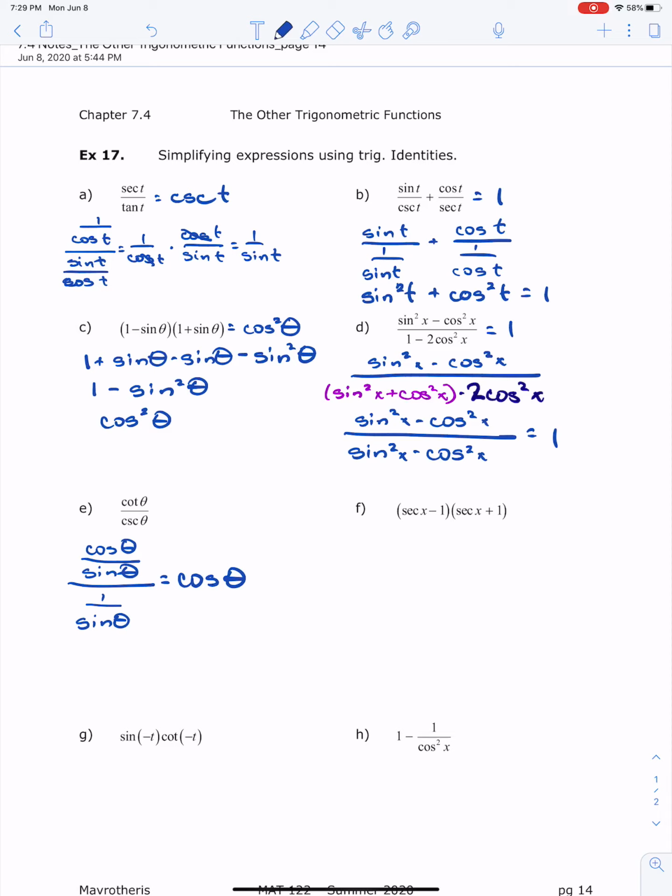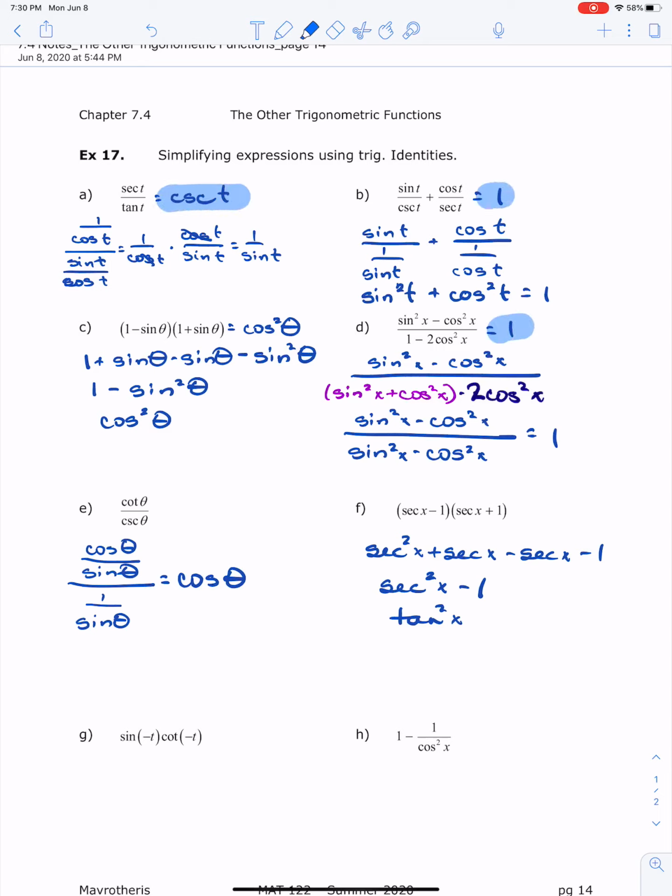F looks kind of like C, so we're going to start by just multiplying that out. I get secant squared x plus secant x minus secant x minus 1. That gives me a secant squared x minus 1. And if we go back, we had 1 plus tangent squared x equaled secant squared x. So secant squared x minus 1 equals tangent squared x. Probably keep track of these answers, huh?